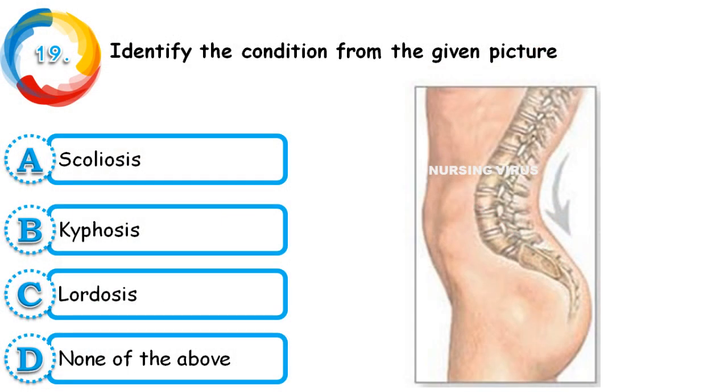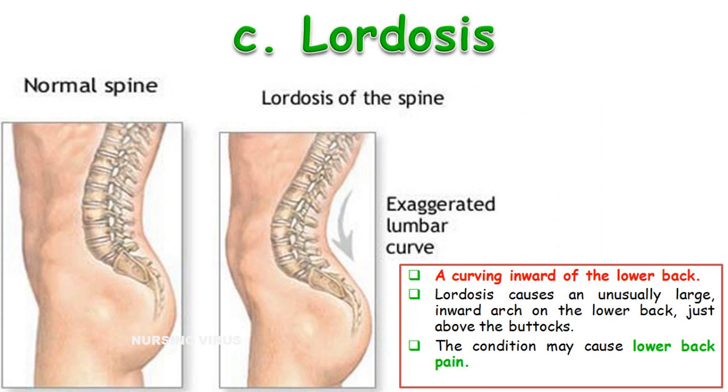Question number 19. Identify the condition from the given picture. The options are scoliosis, kyphosis, lordosis, and none of the above. And the correct option is lordosis. Here we'll see the rationale.